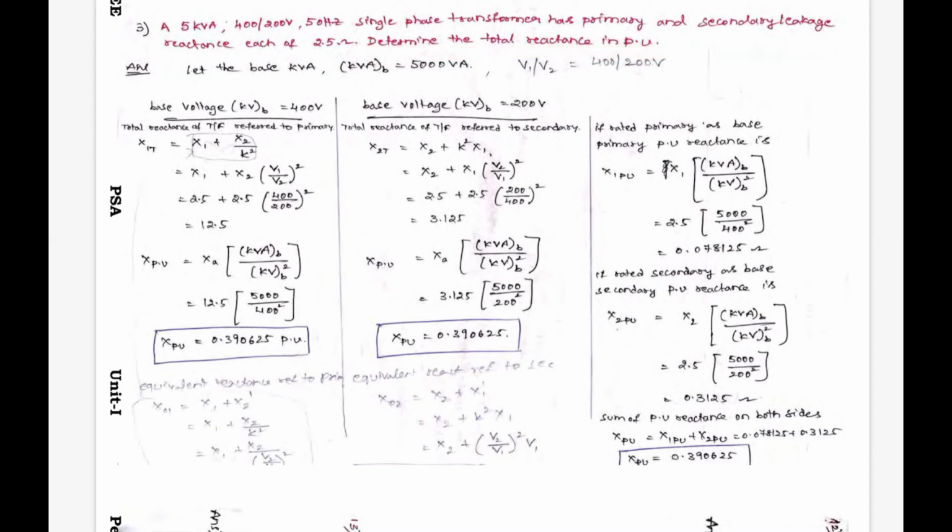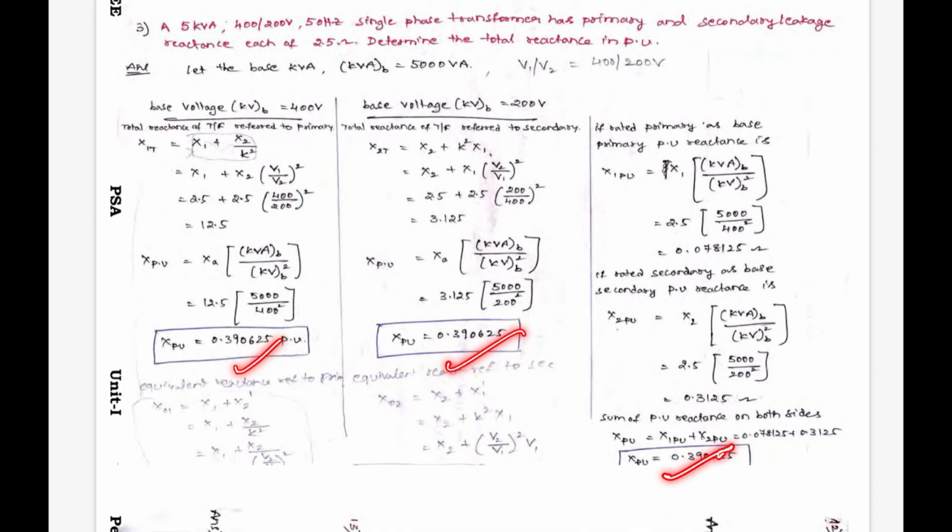So in this case, for case 1 we have selected the base voltage as the primary base voltage. In case 2 we have selected the secondary as the base voltage. In the third concept, the primary side voltage is taken for the primary per unit reactance, and the secondary side voltage is taken for calculating the secondary side per unit reactance. So we are going to get the same values in all these three cases.